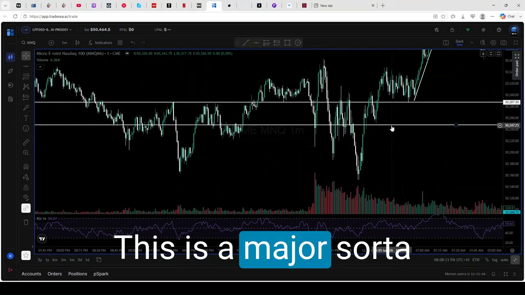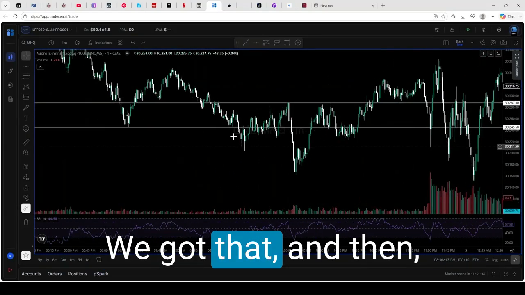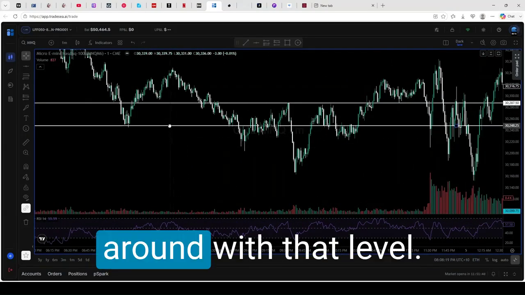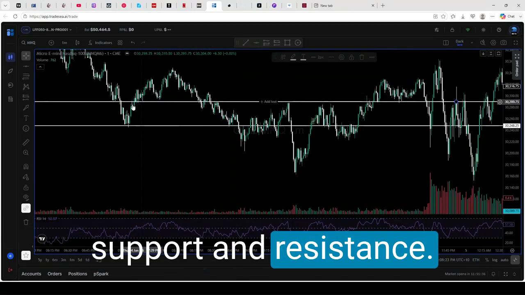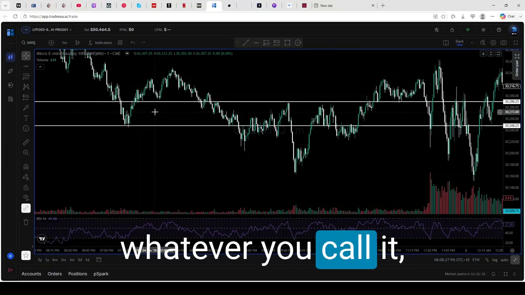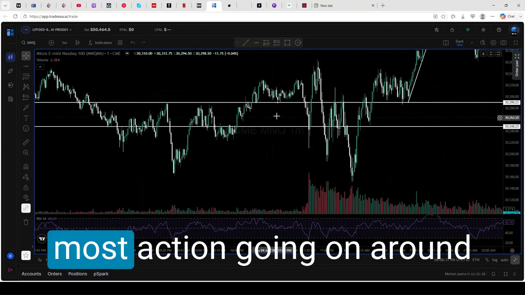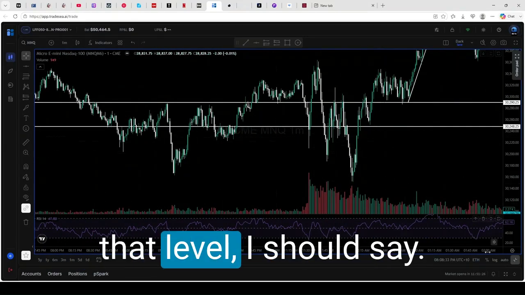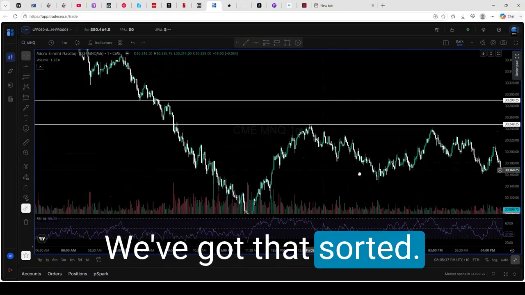This is a major sort of support and resistance area. Cool, we got that, and then you'd sort of stick around with that level. Also, we've got another main support and resistance. It's basically wherever price or the candles, whatever you call it, come and tap the most. You see the most action going on around that level, I should say. Boom, awesome, cool. Got that sorted.